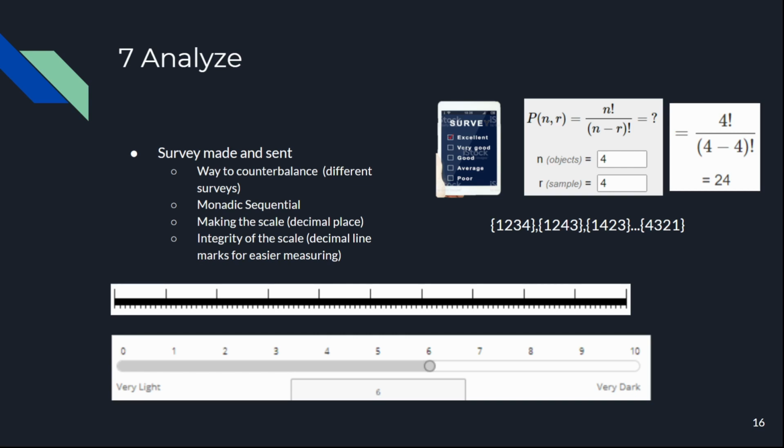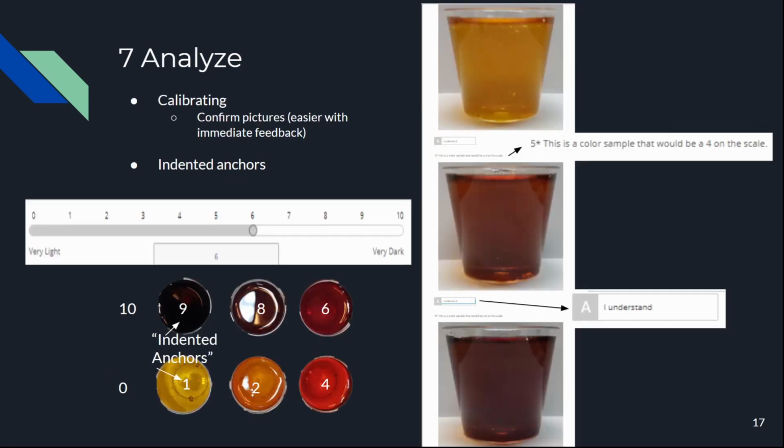When making the survey, we considered a scale that already had 1 decimal place markings to make it easier to measure, but the online survey only allowed for a slider scale. It should be noted that these formats would ruin the integrity of the line scale, as it's meant to give the illusion of choice. We quickly calibrated the panelists by showing them pictures, and where the photos laid on the line scale. Panelists had to click I understand to confirm that they understood the colors.